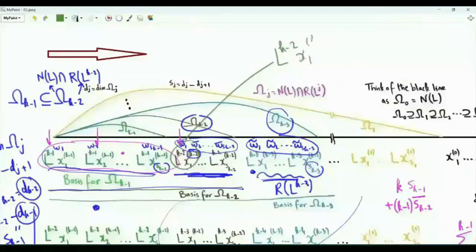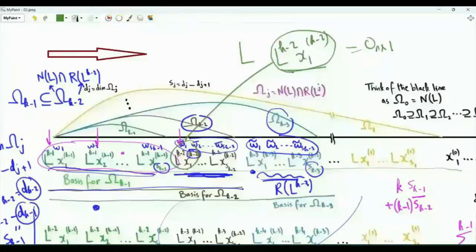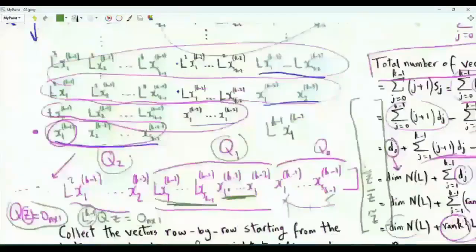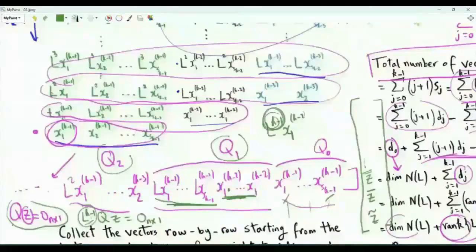Note that L to the k minus 2 times x1 is one of the basis vectors for the null space of L, like all other vectors in the topmost row. If this vector is multiplied by L, then we get the all zero vector, again because this is a vector in the null space of L. This means that L to the power k minus 1 times any one of those vectors will give us the all zero vector. It can be checked that L to the k minus 1 times any of those vectors all the way to here will give us the all zero vector.